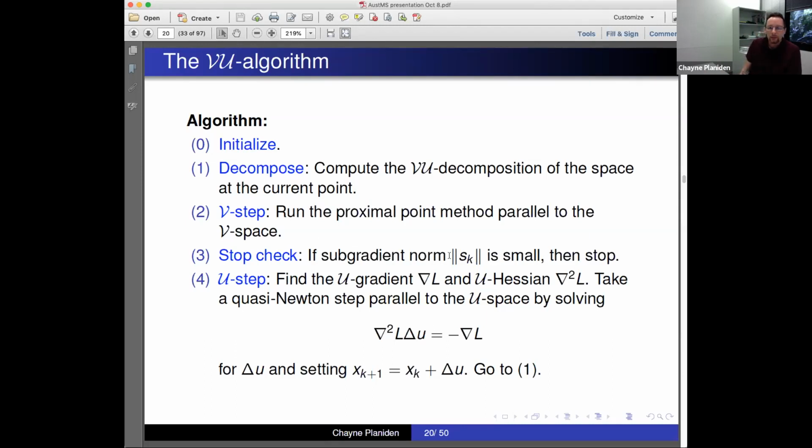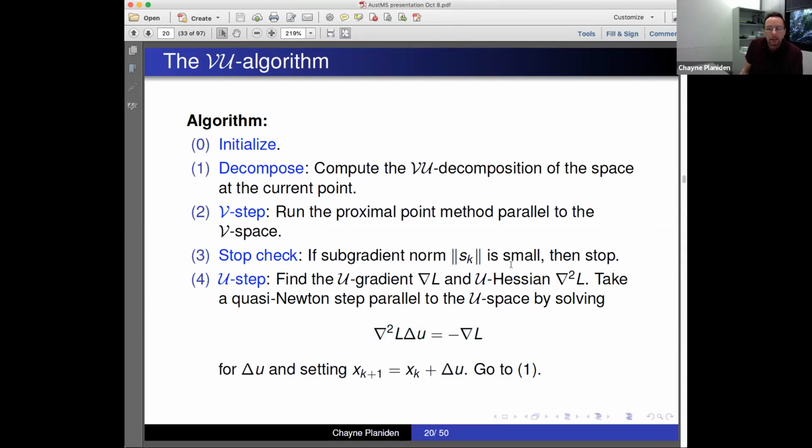You do a stop check. If you're close enough, if your subgradient norm is close enough to 0, then you stop. And if not, then you do a U step. You go to the orthogonal U space where the function behaves smoothly, and you do a fast step, like a Newton step. So you solve this typical Newton equation for delta U, and you take a step in that direction.